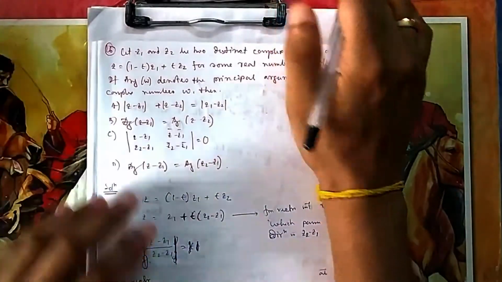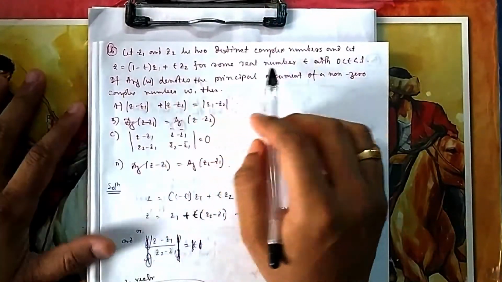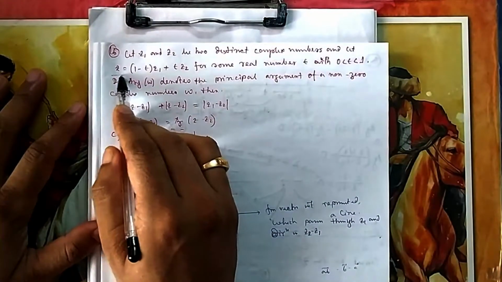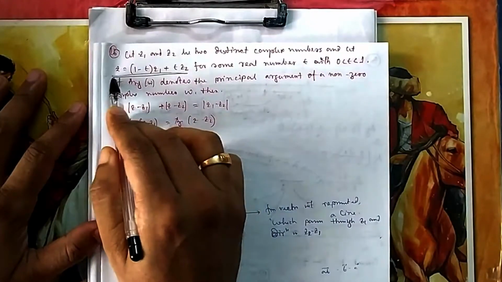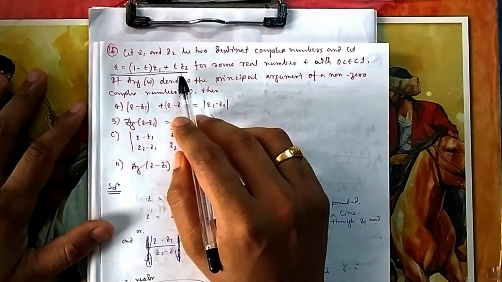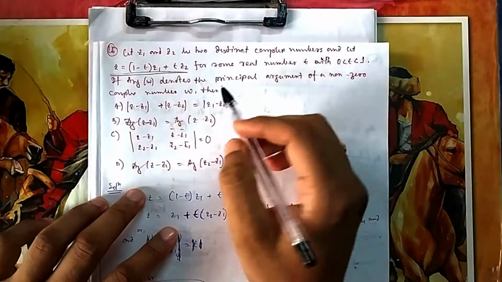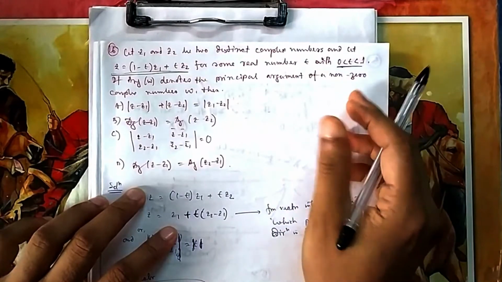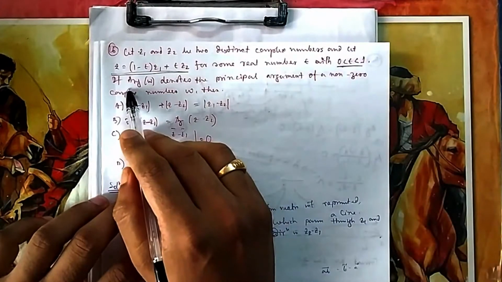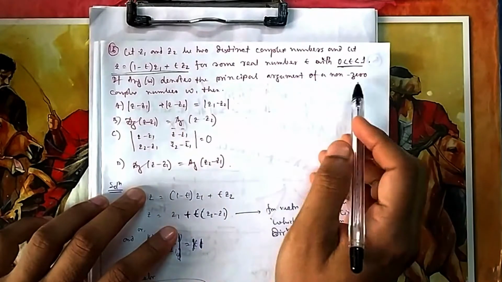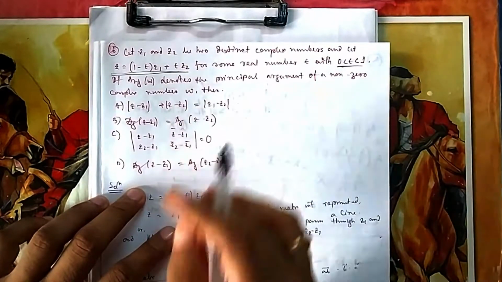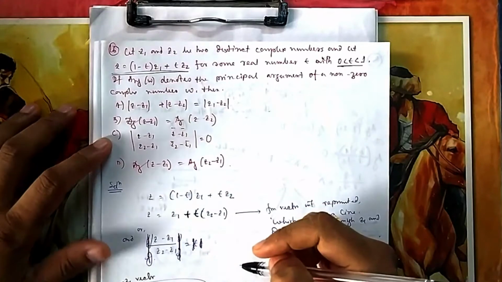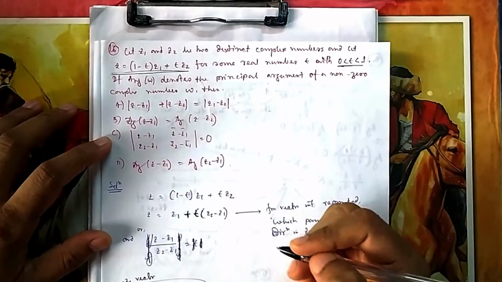Okay, now if you come to 16, let z1 and z2 be two distinct complex numbers and let this one. So this one you will know when you study 3D or vectors. Okay, I will show you. For some real number t lying between 0 and 1, and argument w denotes the principal argument of any number, then which of these four is satisfied? It is again a multiple correct, we have to check one by one.